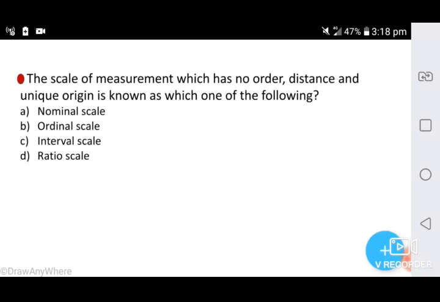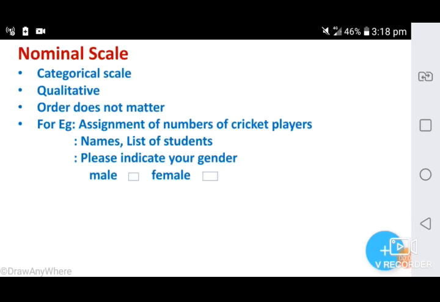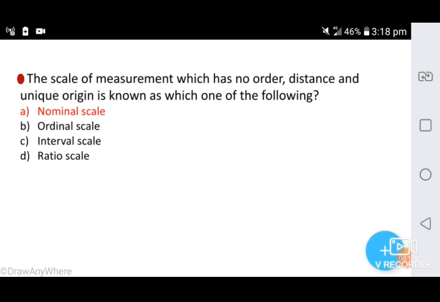The question is focused on the scale of measurement which has no order, distance and unique origin. Under the nominal scale, order does not matter. So option A is the correct answer.